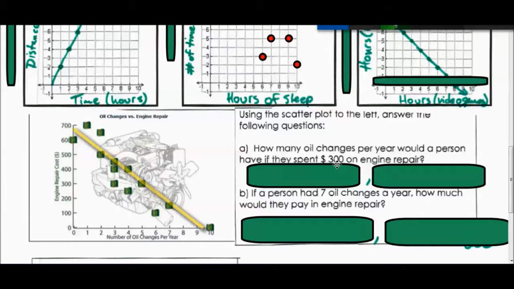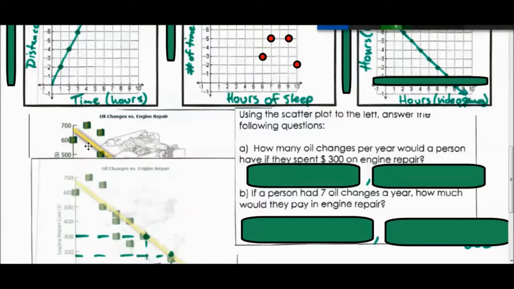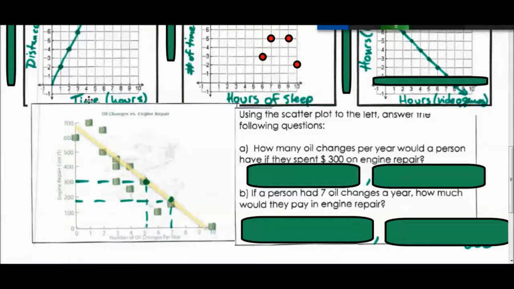So how many oil changes per year would a person have if they spent $300 on engine repairs? So engine repairs is over here. This is $300. We're just going to trace a line. I'm going to draw a little dotted line going from 300 to our trend line, or to our line of best fit. That's about where it is.